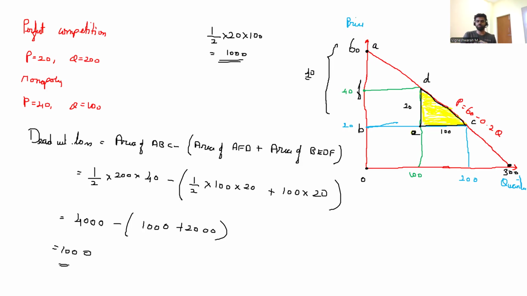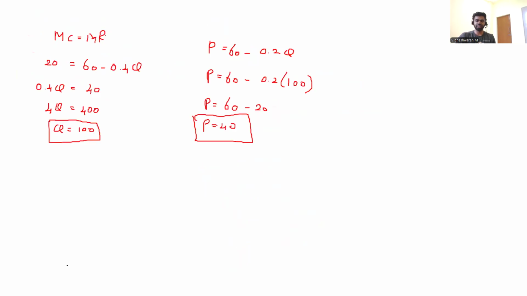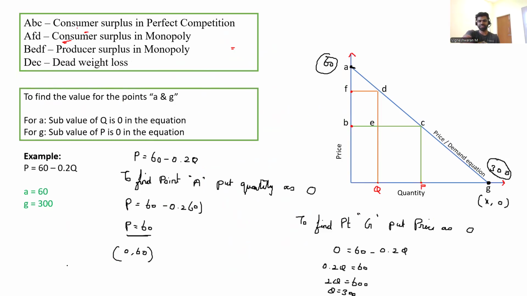Straight away don't write that deadweight loss is equal to area of DEC, that is half into 20 into 100. Ma'am will not give marks. So just do it like this. It is very simple. In the beginning there is a little confusion because at the start I was not able to explain it very accurately, I mean this slide.